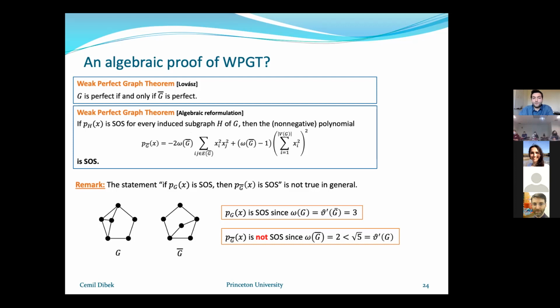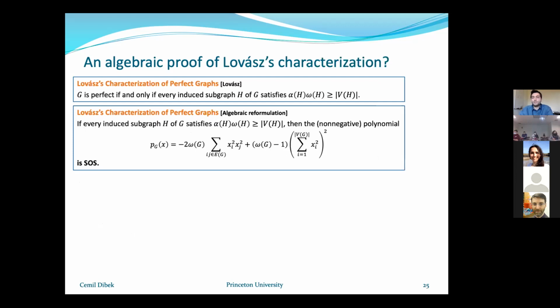In order to prove this weak perfect graph theorem, we can prove maybe something stronger. This is known as Lovász's characterization of perfect graphs. It simply says that a graph G is perfect if and only if every induced subgraph satisfies this condition, which says that the independence number times the clique number is at least the number of vertices. So one direction of this result is immediate, as in every other result concerning perfect graphs. But the difficult direction can be reformulated as follows.